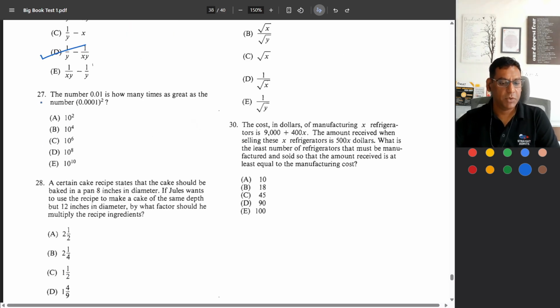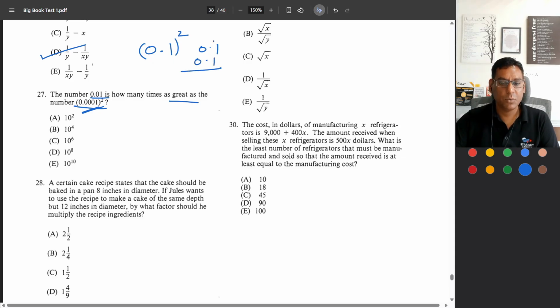Okay, let's look at question 27. The number 0.01 is how many times as great as the number 0.0001 square. The idea is to understand how this number is going to be calculated. 0.0001 square. Let's look at 0.1 square. Basically, that is 0.1 into 0.1. There is one digit after the decimal, another digit after the decimal, so there have to be two digits after the decimal. So it has to be of the form 0.xx.